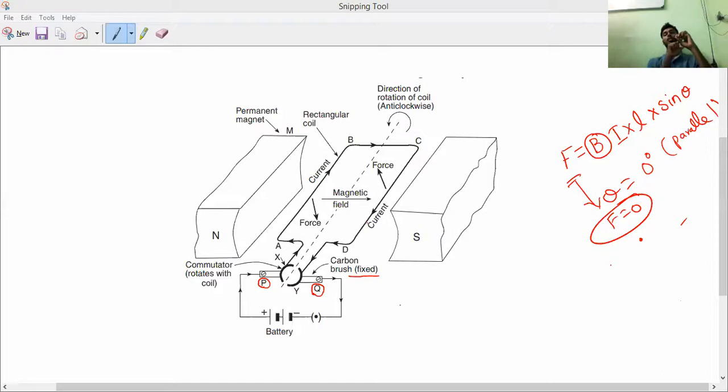So inside the conductor will come. The commutator will come and touch, so that the current will go inside. This commutator will come and touch this side, so that the current will come outside, reversing. So that is what you can see.